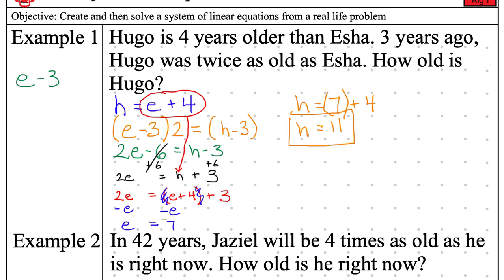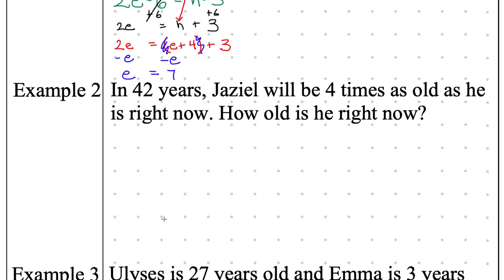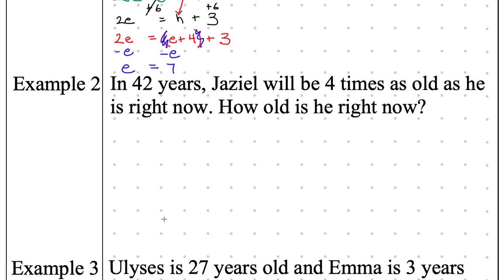All right, we're on to example number 2. Do you want to read it for us, Charles? Eamon, can you read it for us, please? In 42 years, Haziel will be 4 times as old as he is right now. How old is he right now?